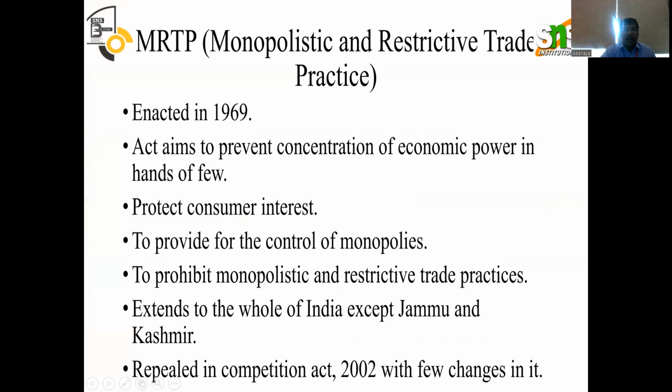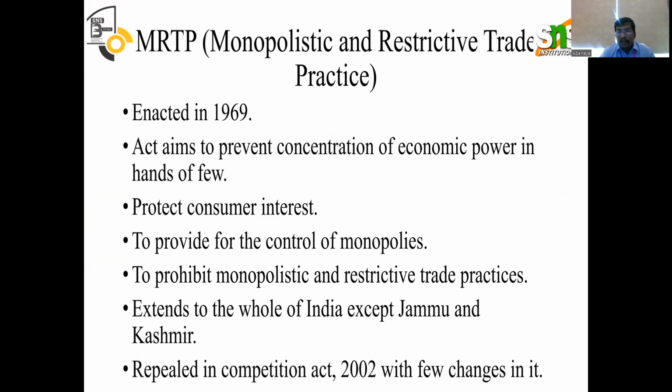Next, we are going to discuss MRTP. Everyone knows the term: monopolistic and restrictive trade practices. It was enacted in 1969. The Act aims to prevent concentration of economic power in the hands of a few, protect consumer interest, and provide for the control of monopolies. Monopoly, everyone knows: one seller, a number of buyers. That's the concept of monopoly.